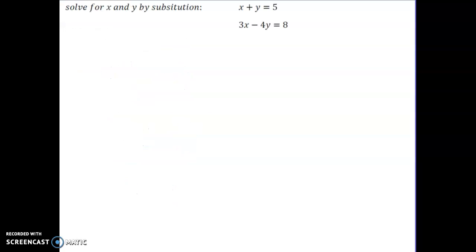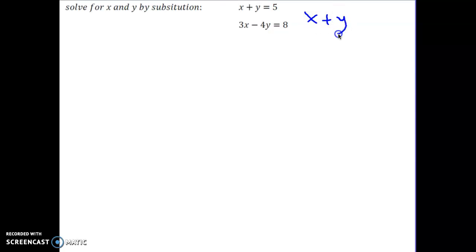Okay, so now let's look at this one. The directions say solve by substitution. So I need to look for something that has a coefficient of 1 or negative 1. So 3, negative 4, 1, and 1. My top equation is going to be the best one, and I can either solve this for x or solve this for y. It doesn't matter. I'm going to get the same answer either way. So I'm just going to go ahead and pick solving for x.